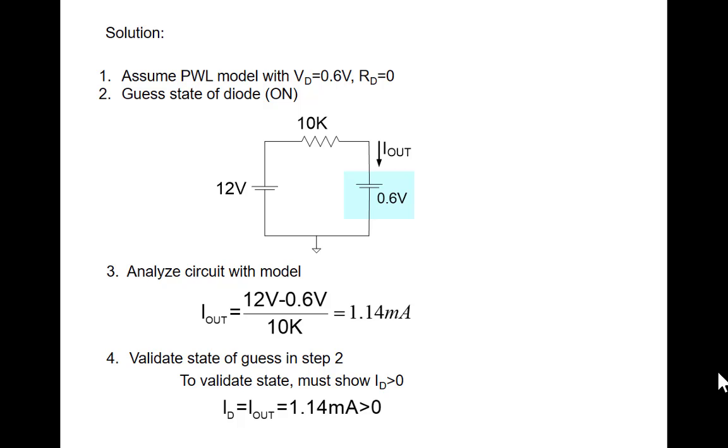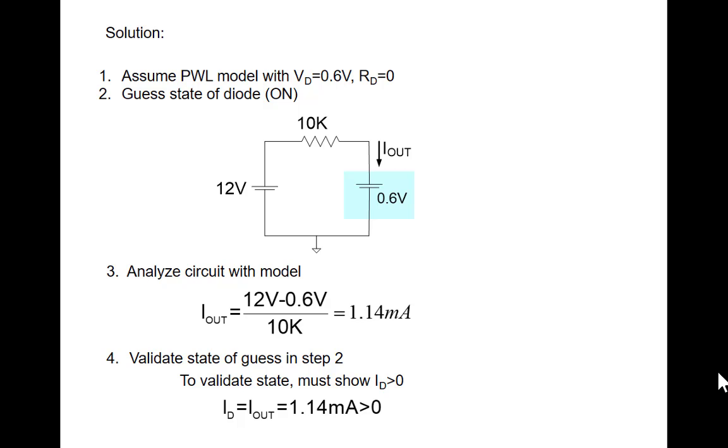So we guessed it was on, and if it's on with 0.6 volts, what's the condition for it to be on? Positive current. So to validate the state, we have to show ID is bigger than 0. Well, we have ID. ID is 1.14 milliamps. So do we validate that state is valid? Yeah. Don't know the model's valid yet, but if the model's valid, the state's valid.